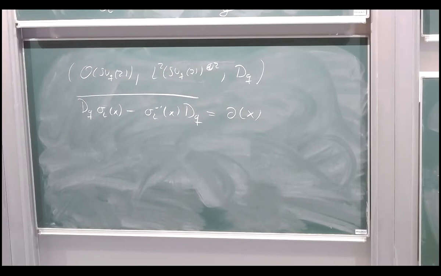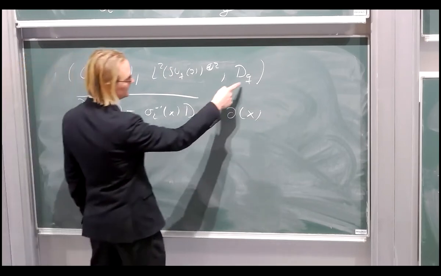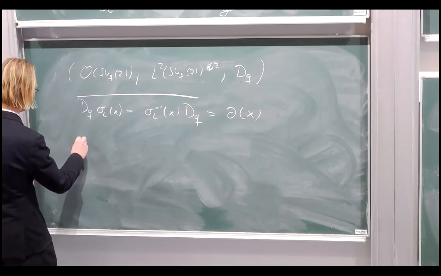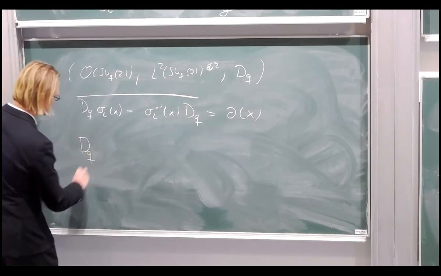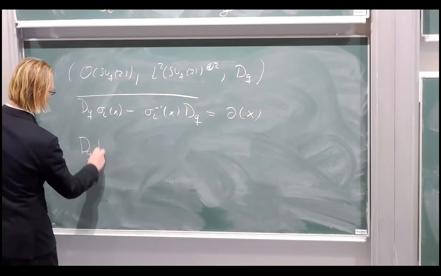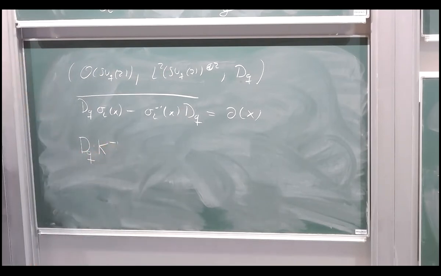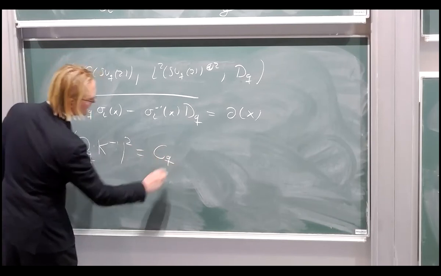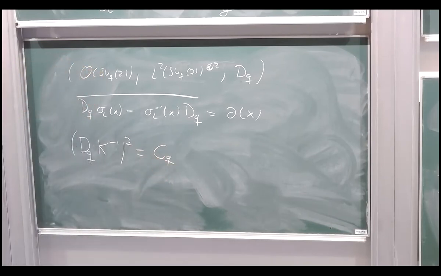But DQ here, it's a little bit nasty, because if you multiply it with a particular unbounded operator, which is basically K inverse, I think, so if you multiply with K inverse and take the square, then you get the Casimir.